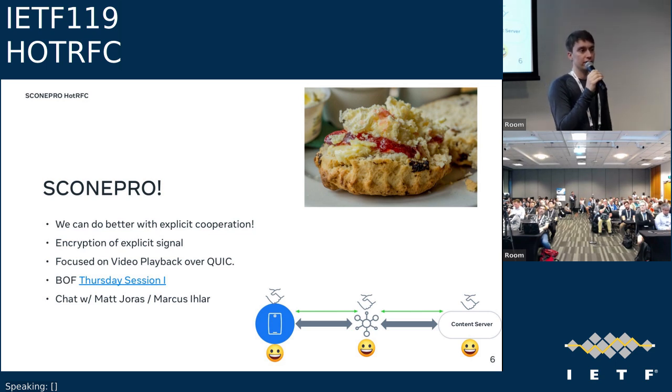So if you have content providers and you have networks and you have CSPs that are all part of this, why don't they just explicitly cooperate in a standard way and encrypt that standard communication, for the purposes of achieving something like we saw in the last picture, which is that you can not have a traffic shaper and have better outcomes for users.